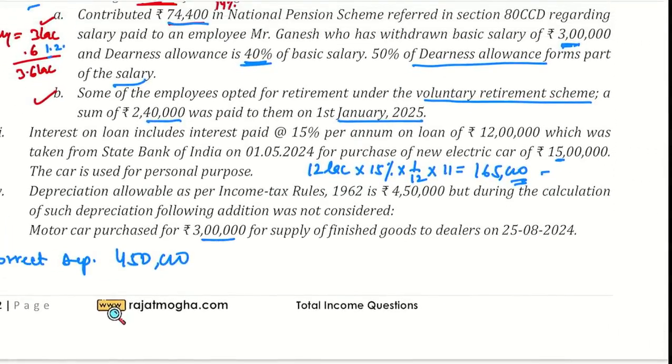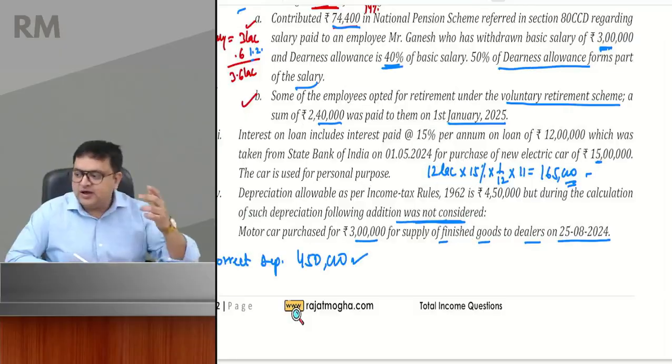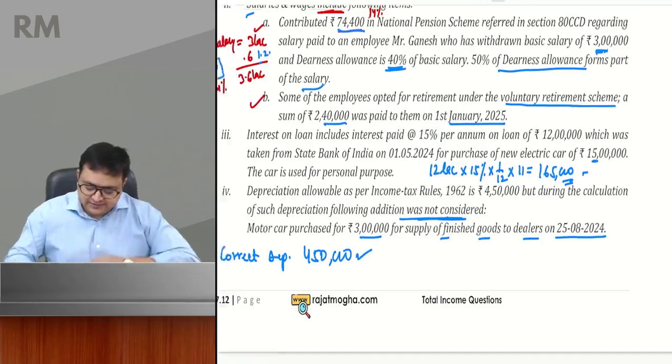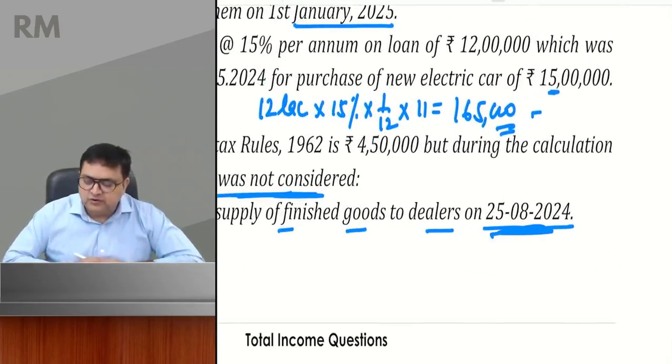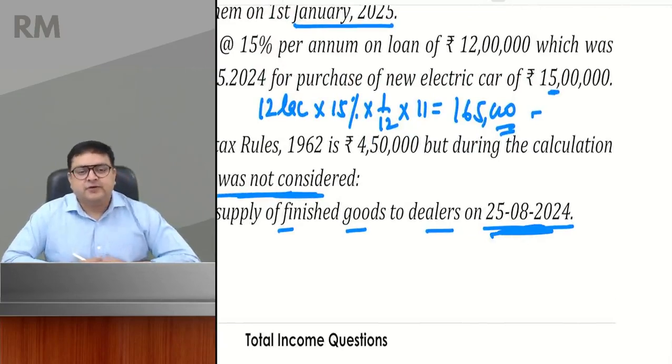Motor car purchase for 3 lakh for supply of finished goods to dealers on 25th of August 2024. And we have not considered this motor car depreciation while calculating this figure. So actually my correct depreciation should be 450 plus the motor car depreciation, which we have not considered. And it is used on 25th of August 2024. So you understand it is more than 180 days.